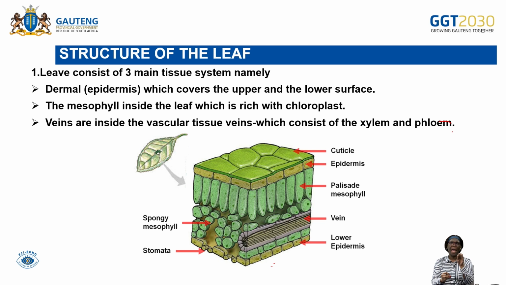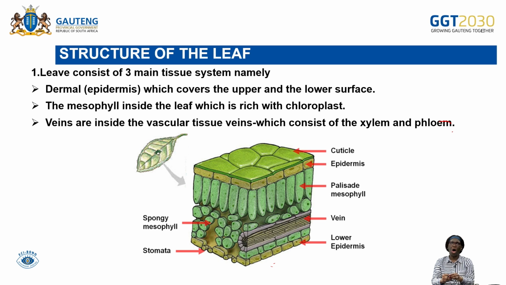On top of the epidermis, there is a transparent waxy layer known as the cuticle. The cuticle is the transparent waxy layer that is found on the upper epidermis of the leaf. I said the leaf has the upper epidermis and the what? And the lower epidermis.